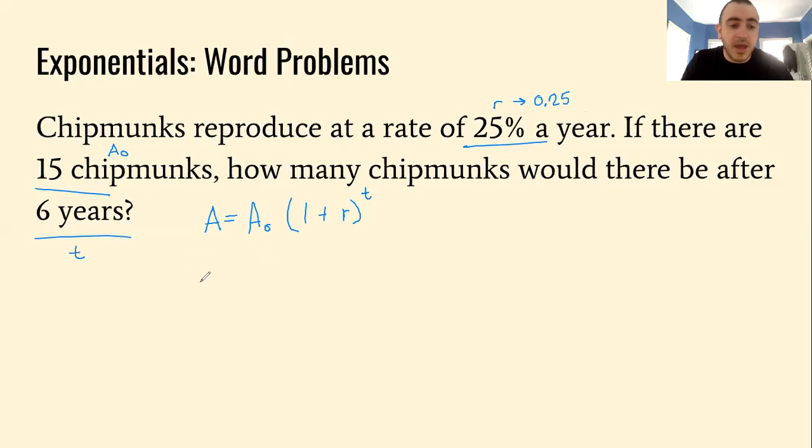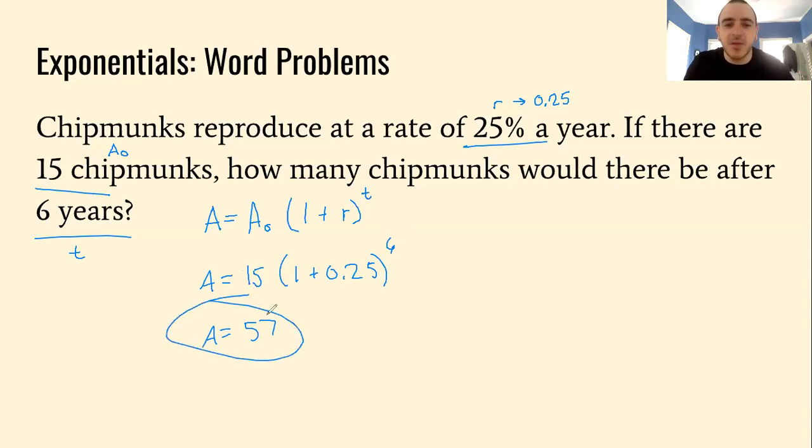So filling this in, I'm going to get A equals 15 times 1 plus 0.25 up to the sixth power. And then if you do this all in your calculator, you should get 57. I rounded up to a whole number, because you can't have half a chipmunk, right? So use your knowledge about that. The key for these problems is just remembering this equation and putting it in where it belongs. I'd also like to say that these problems are a little different than the compound interest problems, which we're going to look at next. So I'm going to erase this and move on. Pause if you need to.